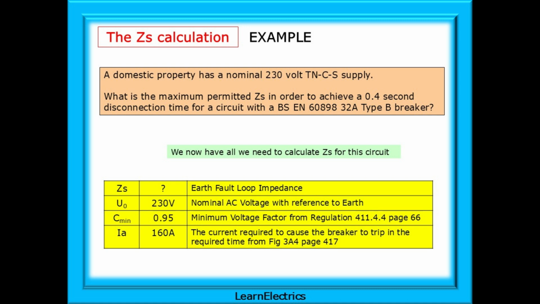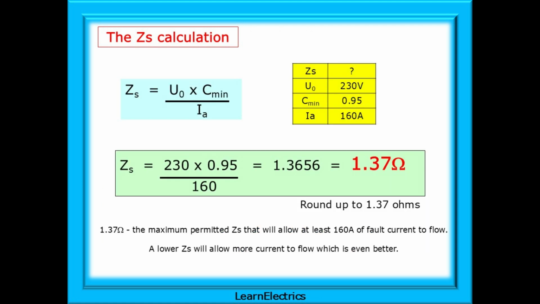Now we can make an example ZS calculation. The question might ask, a domestic property has a nominal 230 volt TNCS supply. What is the maximum permitted ZS in order to achieve a 0.4 second disconnection time for a circuit with a BS7671 32 amp type B breaker? We have all we need to calculate ZS for this circuit. We will use the standard ZS formula of U0 multiplied by C min and divided by IA.